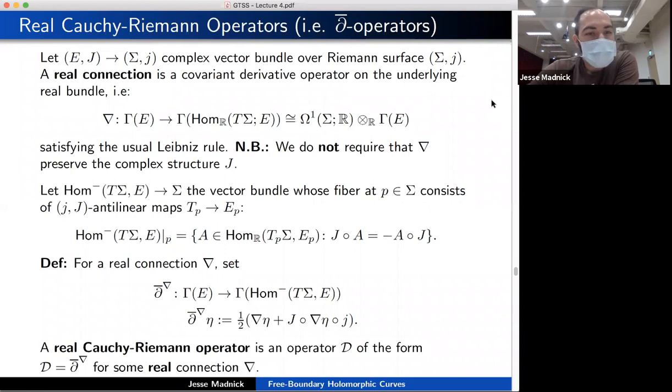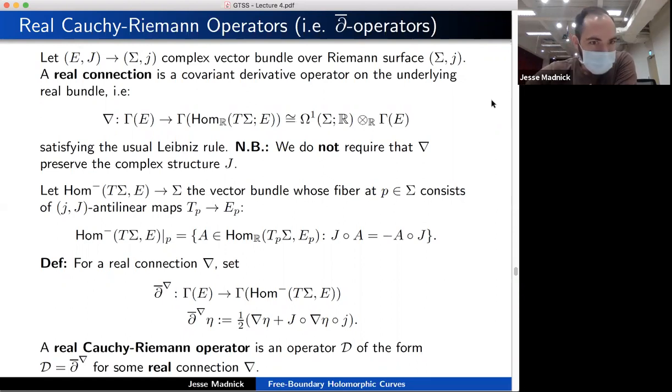That's just a notation. And so given a real connection nabla, you can define a corresponding D-bar operator, and it's basically the antilinear part of nabla. This is a standard thing that you would do in Kahler geometry when your connection is assumed to preserve J. But the point is that here nabla, as I said many times, doesn't necessarily preserve J. That's kind of the novelty here. So an operator of this form, D-bar nabla, the antilinear part of nabla, we're going to call a real Cauchy-Riemann operator.